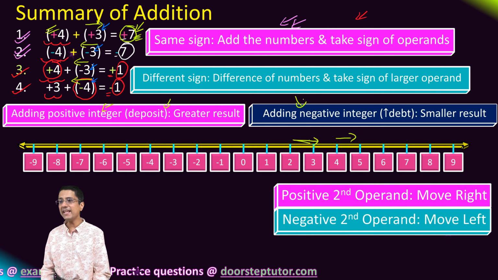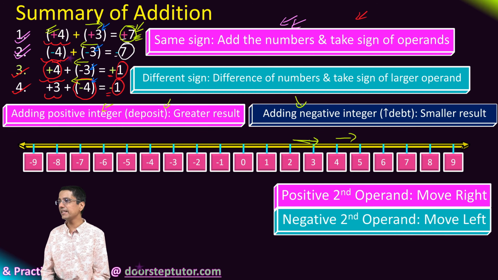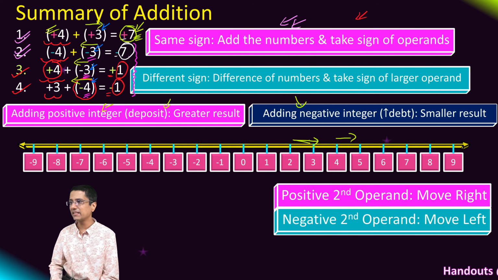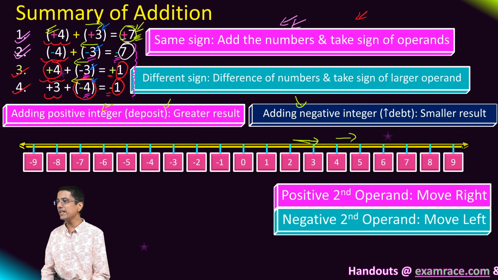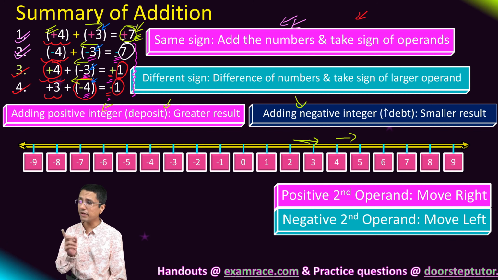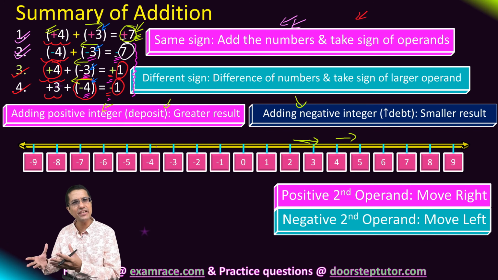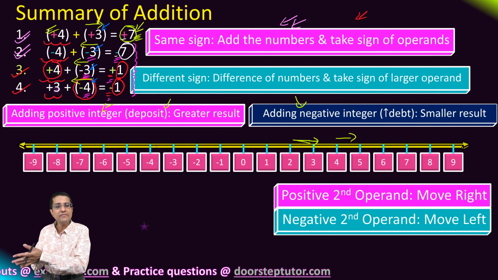If I am adding a negative integer, which is the bottom 3 cases, these 3 cases, in each case my final answer would be less than the starting number. Why is that the case? Because we are adding a negative integer, so we are jumping towards the left in each of these cases.